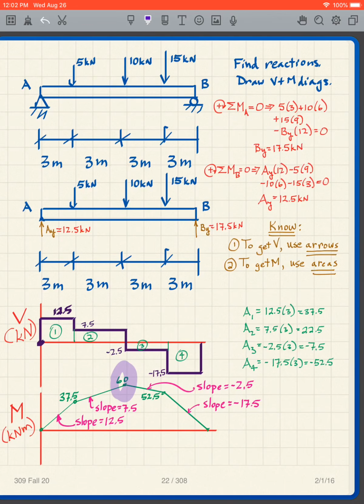So one of the beauties of the shear and bending moment diagrams is that it pops right out at you. And when we design our beam, I need to design for that 60. I need to design the beam for this negative 17.5. So it pops right out at us, and we can see the problems that can occur immediately, and that's the beauty of the shear and bending moment diagrams.